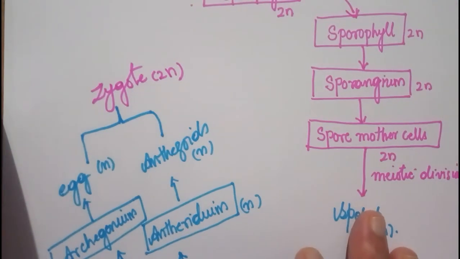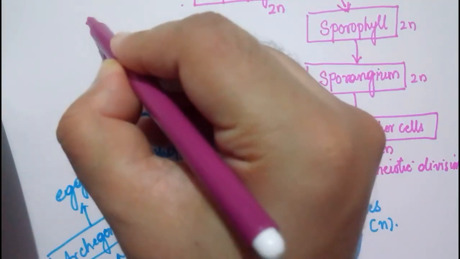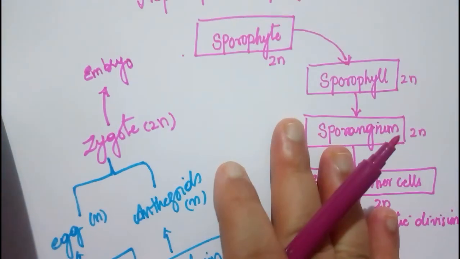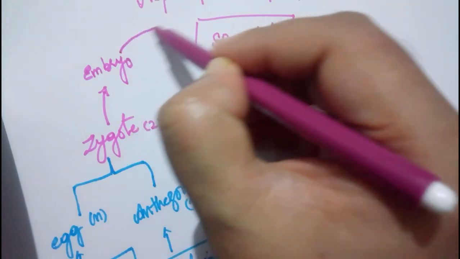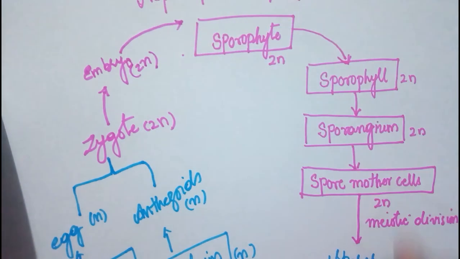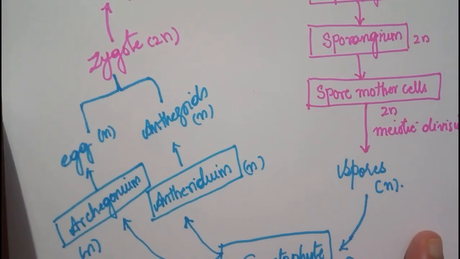Now this zygote undergoes mitotic divisions, and it is going to form an embryo. This embryo further develops into the sporophyte. So this is the life cycle of a homosporous pteridophyte.